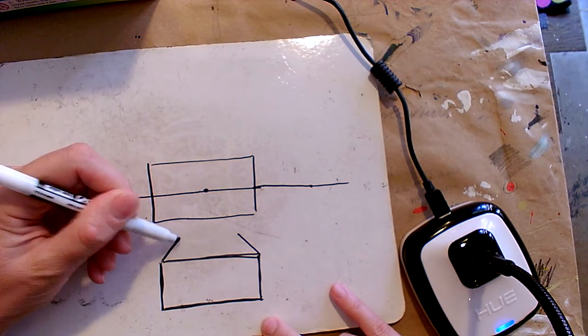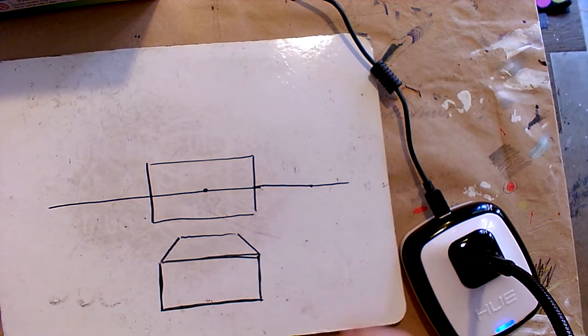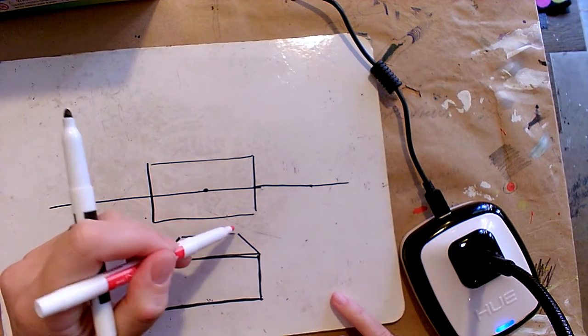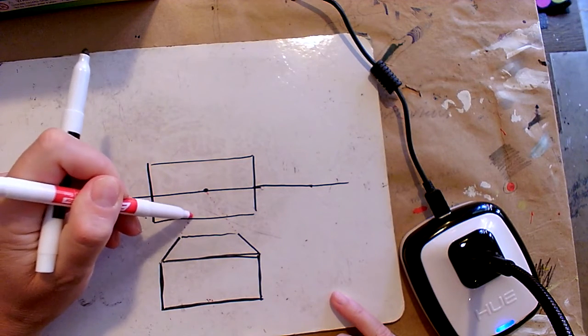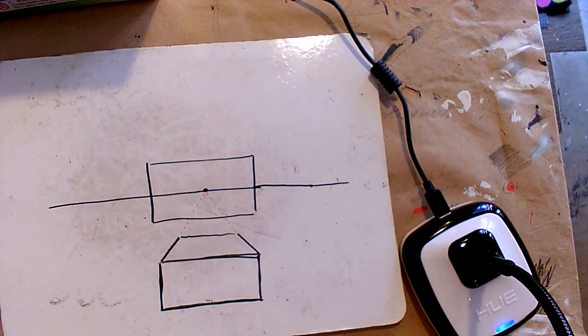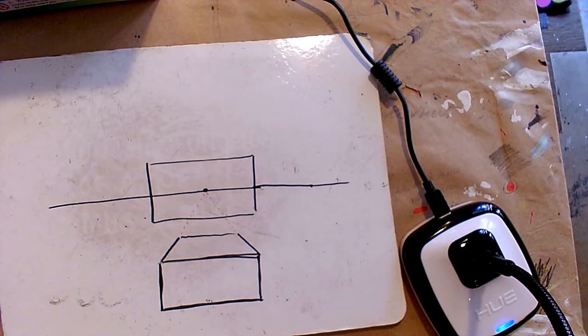Now, of course, they don't go forever, right? Because the box has an end. But you can see that this is where those lines would end up if they went all the way to infinity. This is essentially infinity. Okay?